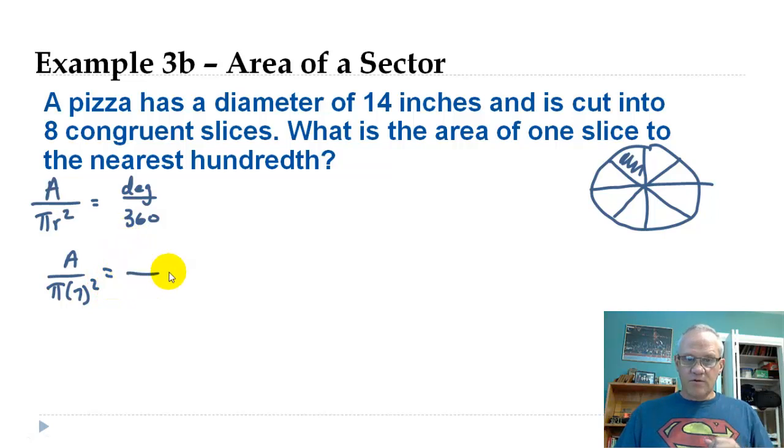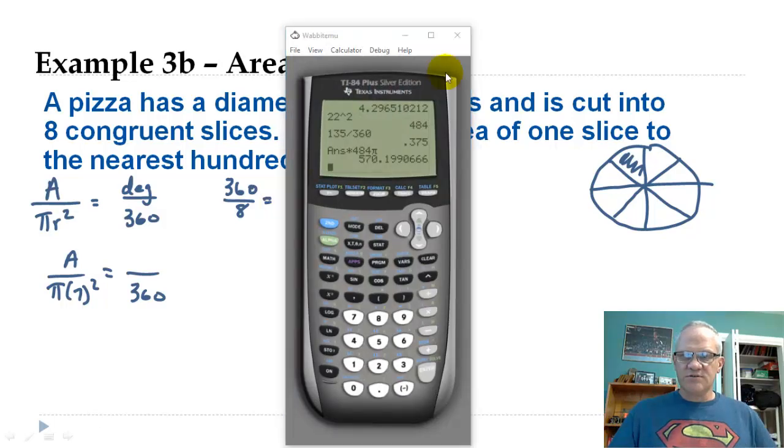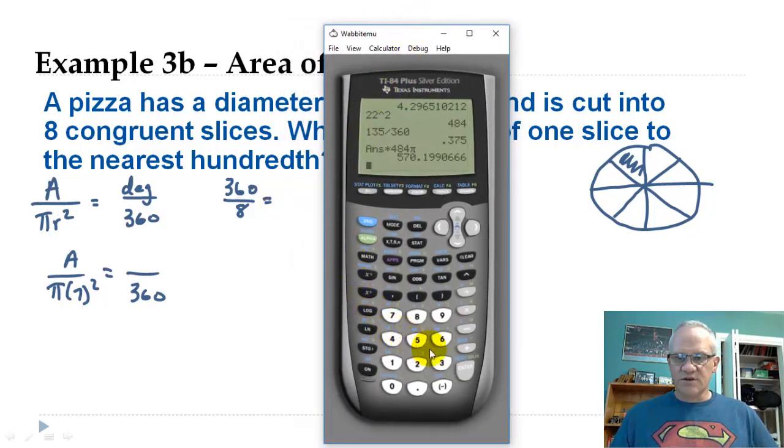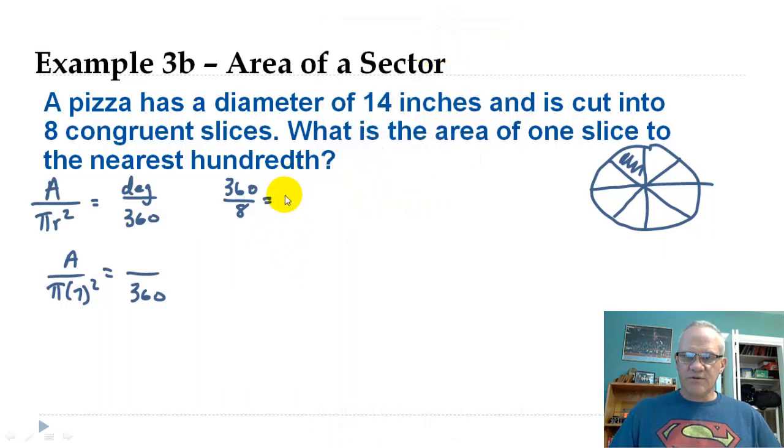And then, okay, now we've got 360 here. How do we find the number of degrees in our slice? Well, remember, there are 360 degrees total, and we split them up into 8 equal parts. So all we have to do is take 360 and divide by 8. That will tell us what the degree is for each slice. 360 divided by 8 is 45. So each slice has a 45 degree angle, so we're going to put in 45 here.